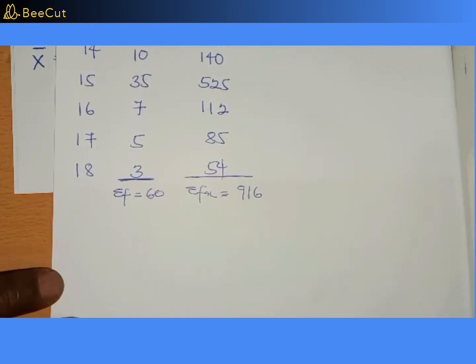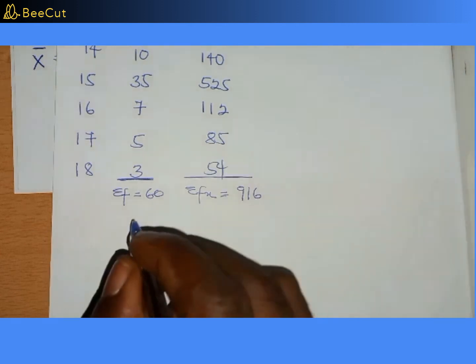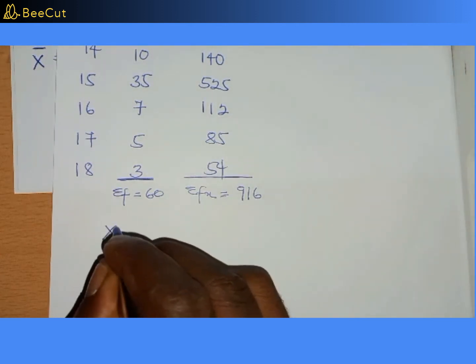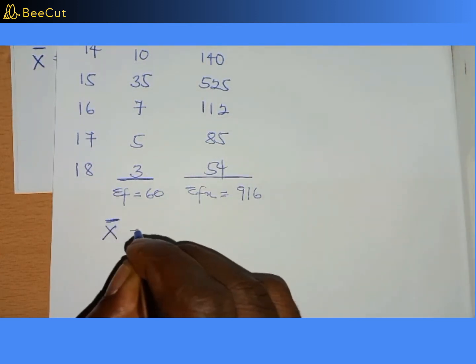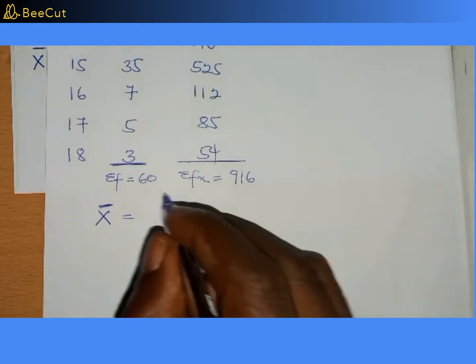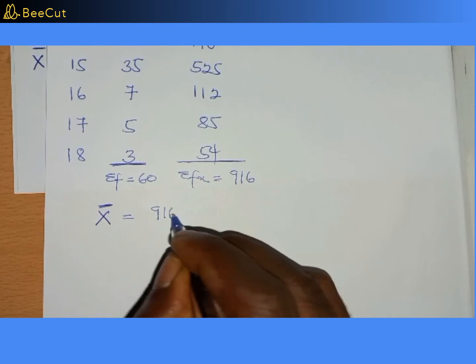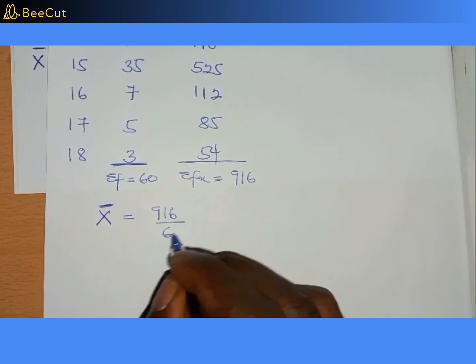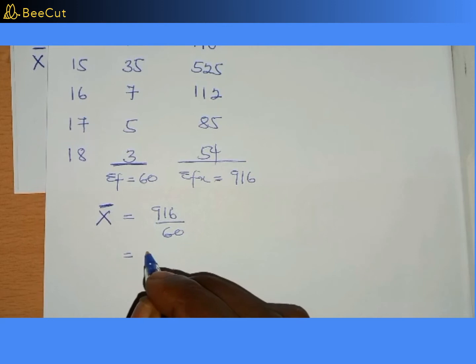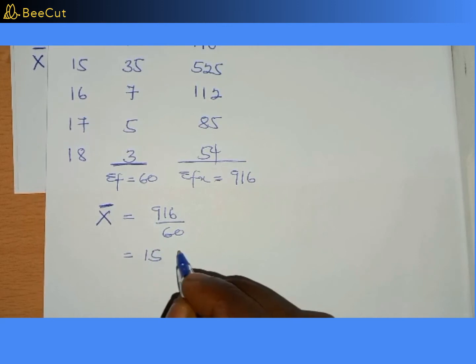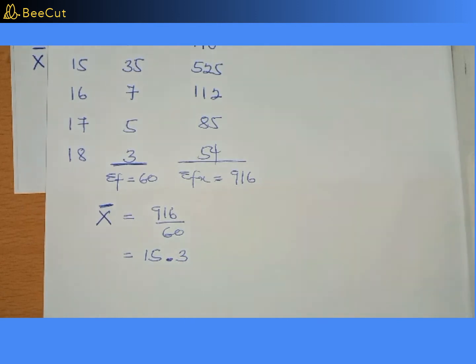So if I want to find my mean, the mean will be given by x bar is equal to sigma fx, which is 916 all over 60, and that gives us 15.3. And so this gives us our mean.